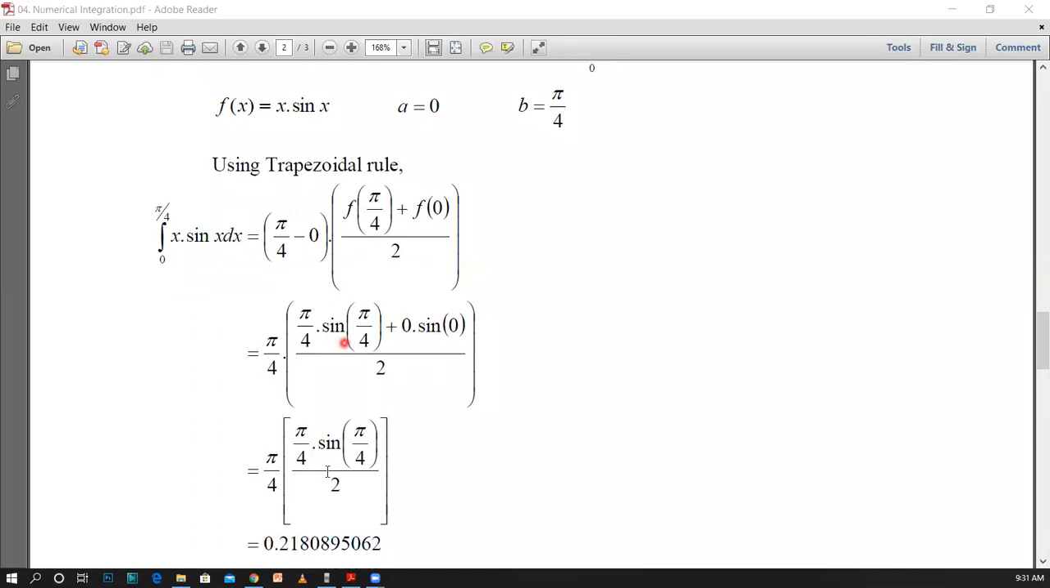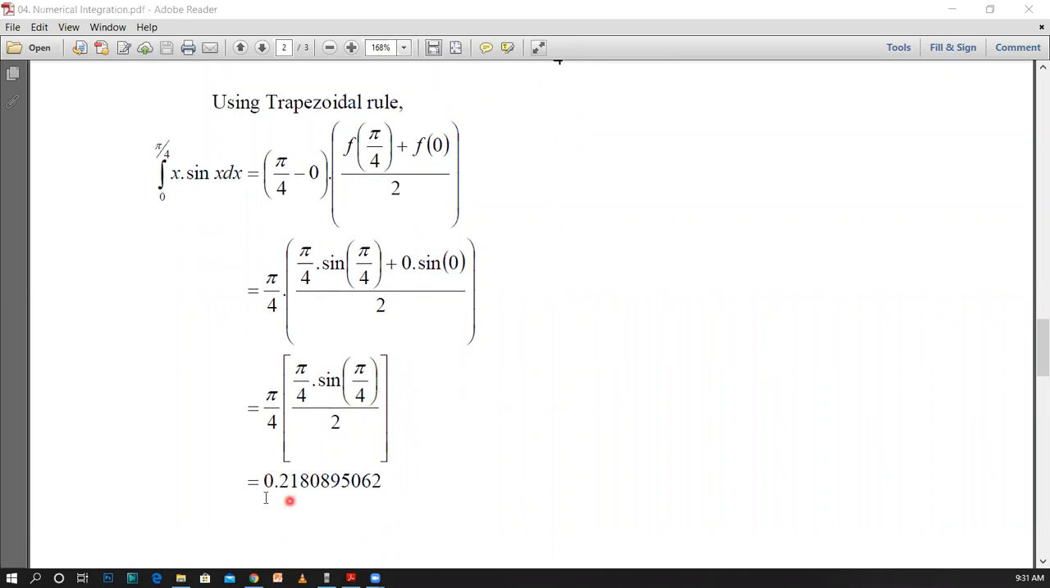Once you perform this calculation using the calculator, you can obtain the value 0.2180895062. Therefore, this is how we use the trapezoidal rule. Once you check this answer against the previous one, there will be some differences. It is because if we use a large distance or a large range between a and b, it leads to answers with low accuracy.